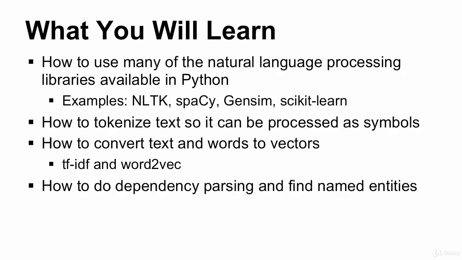Some of those libraries will be NLTK, spaCy, Gensim, scikit-learn. We'll see how to tokenize text so it can be processed as symbols. And we'll also convert text and words to vectors using TF-IDF and Word2Vec. Great thing about vectors is then we can start comparing two different documents for similarity or two different words for similarity of meaning. We'll see how to do dependency parsing and define named entities.